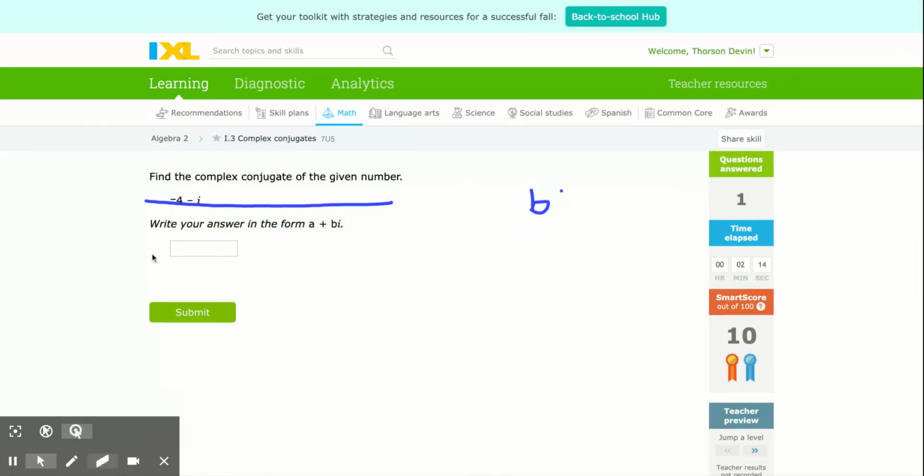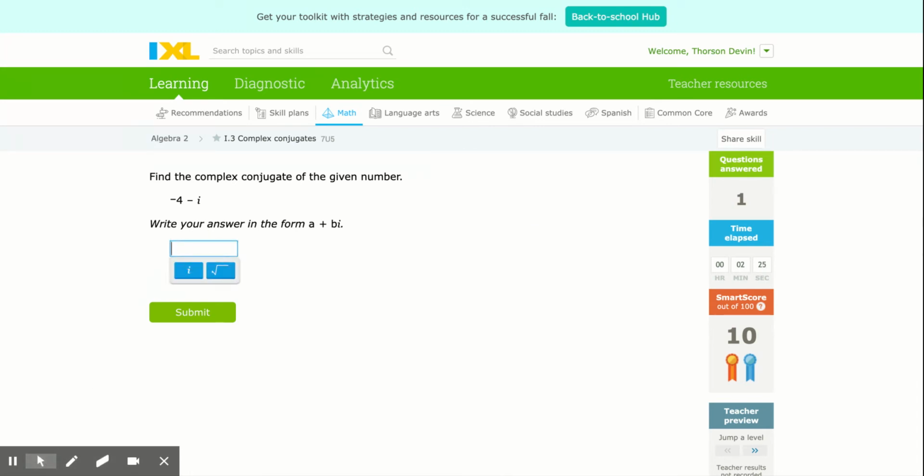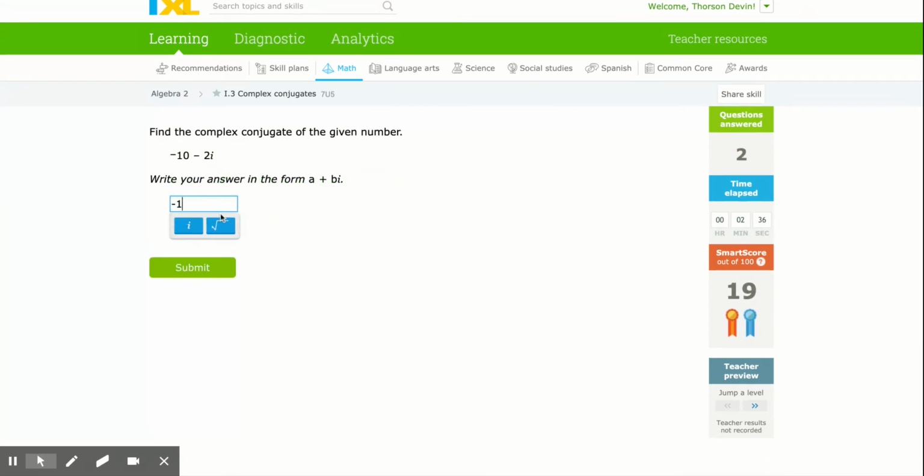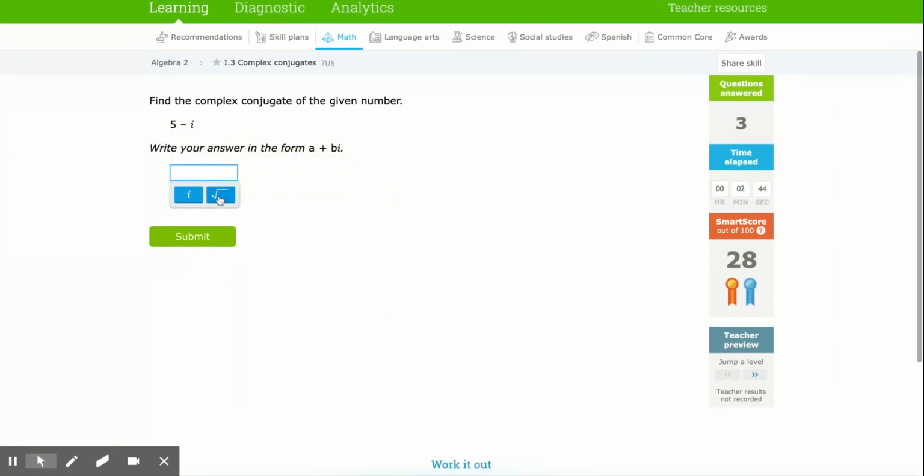So let me quickly get rid of the rest of this. Well, that's really weird. There we go. So again, we're going to do this real fast. I'm going to change the sign in between the 4 and the i. So I don't change the negative 4, but I change it to a plus i. Again, I don't change the negative 10, but I do change it to a plus 2i. Will it accept that i? Let's see. Hey, it did accept the i off the keyboard.